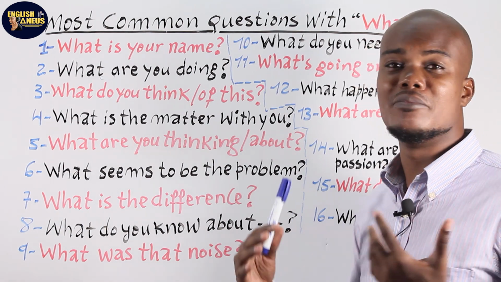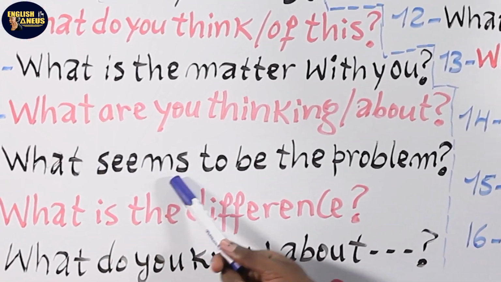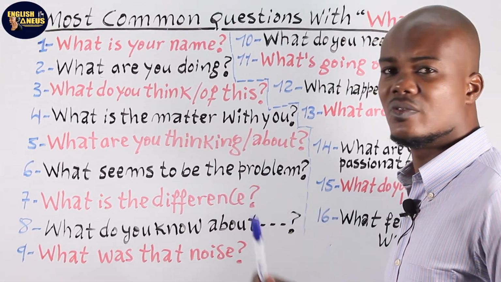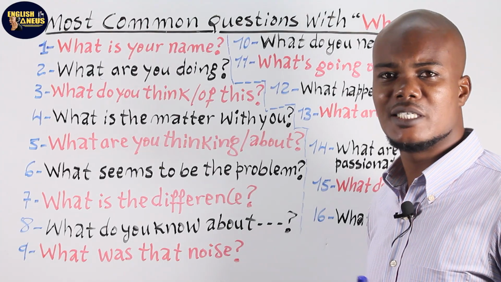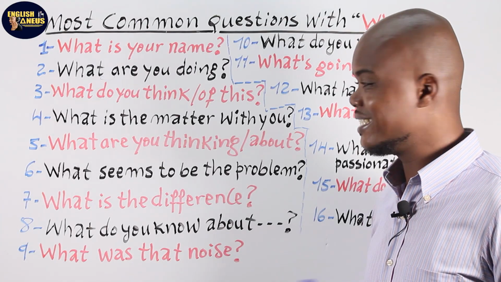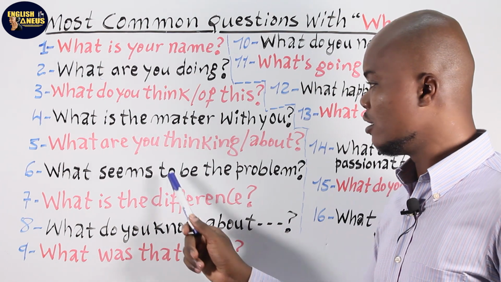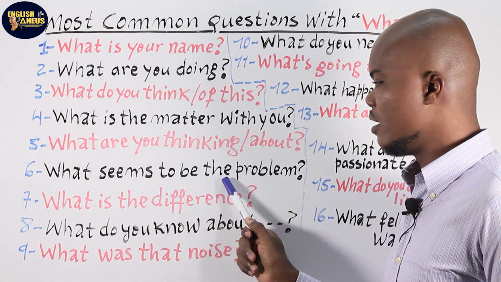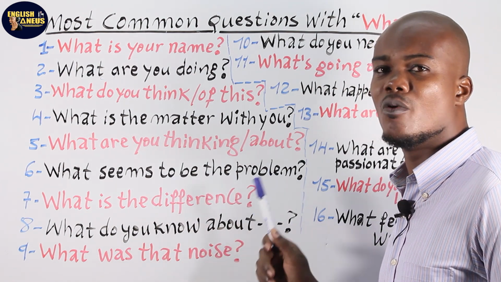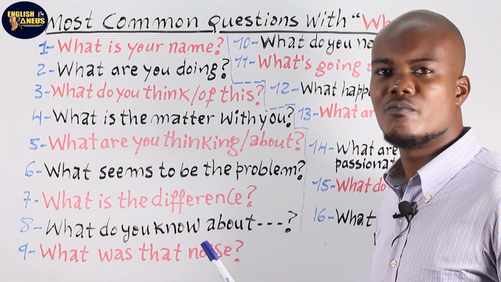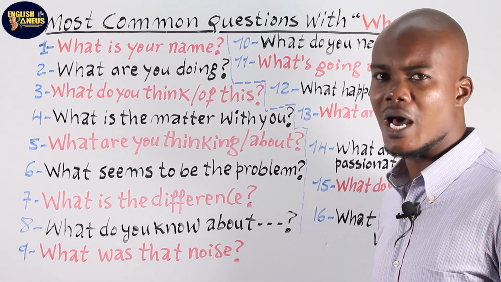Now, sentence number 6: what seems to be the problem? What seems to be the problem? What seems to be the problem. Problem. Problem.